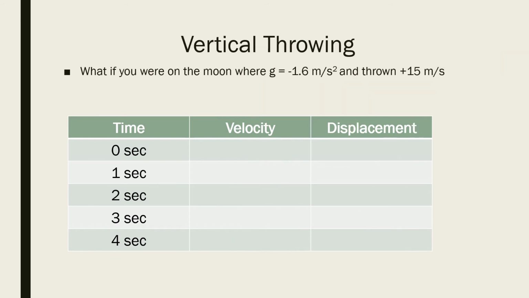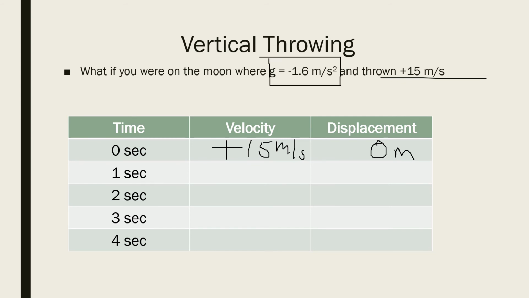Okay. Well, what if you did vertical throwing with a different gravity? Well, how's that going to be different? I think you all know. Well, because it's vertical throwing, you know this. That's not in question. How's the velocity going to change every time? It's going to change by gravity. What's the gravity? Is it negative 9.8? Nope, because we're not on Earth.